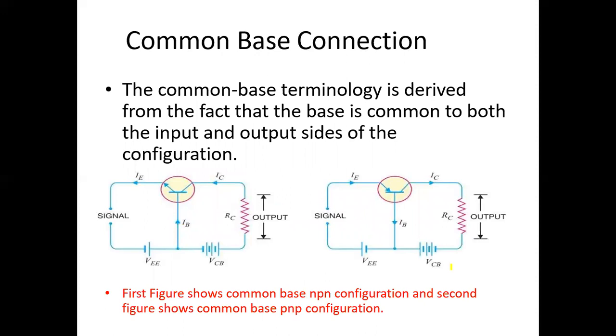For the common base connection, look at the figure: the base is connected with the emitter, and this base is also connected with the collector. That's why this connection is called the common base connection. Whether it is a PNP or NPN transistor, if the base is connected with both emitter and collector, this connection is called common base connection, and the figure is shown here.